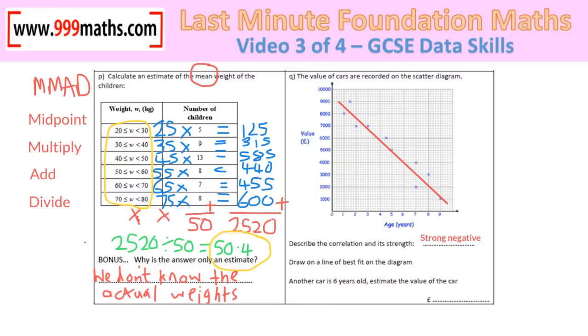The last question wants me to estimate the value of a car that's 6 years old, so I will find 6 years on the diagram, go up to my line of best fit, and then go across to give me a value of £4,000, which I'll write on the answer line.